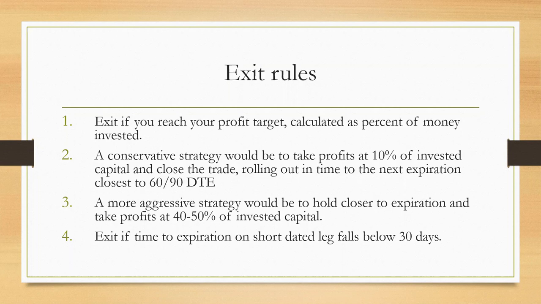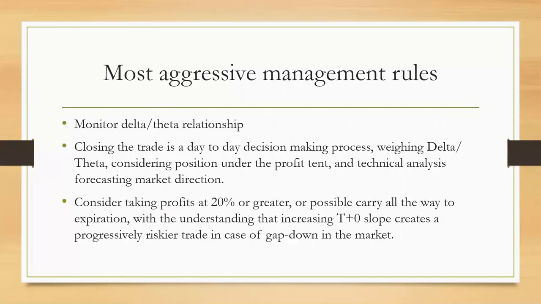And like I said, a more aggressive strategy would be to hang in there for more money. But if you can make 10% in a month, you're a superstar. So there's no prizes for blowing up your account. And I talked a little bit about most aggressive management rules. We already talked about some of this. These were some thoughts I had there.